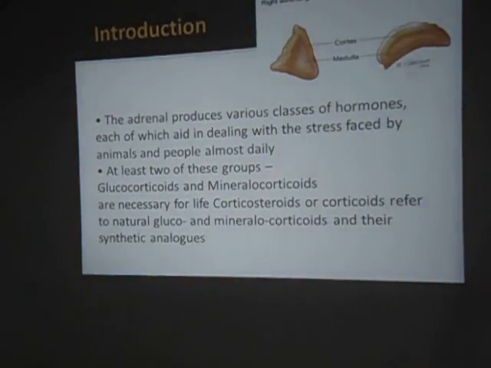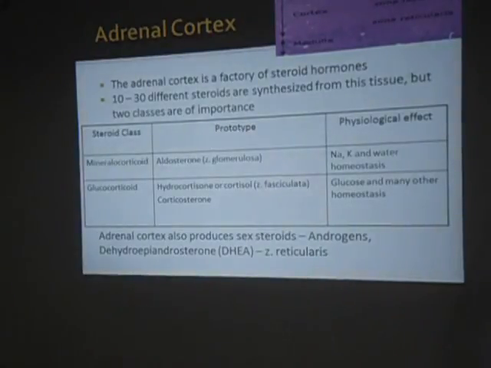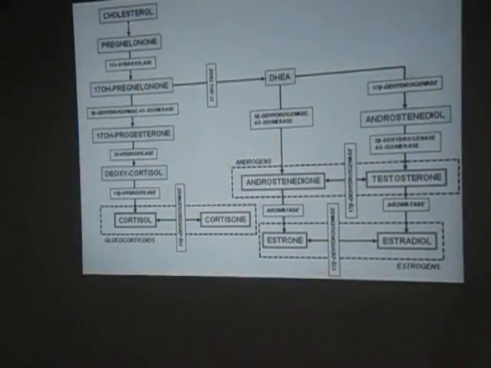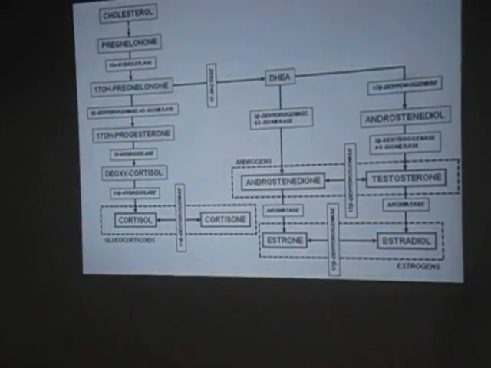So we started with the introduction, from where our normal corticosteroid synthesis will take place. This is in brief how the corticosteroid synthesis occurs in the body. Starting with cholesterol, pregnenolone, 17-hydroxypregnenolone. Down here you can see corticosteroid and conversion to estrogen and androgens.